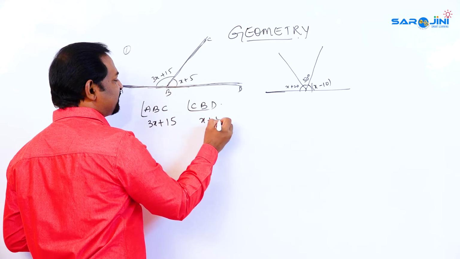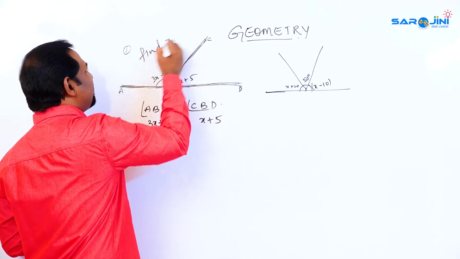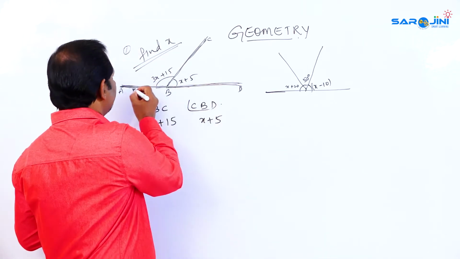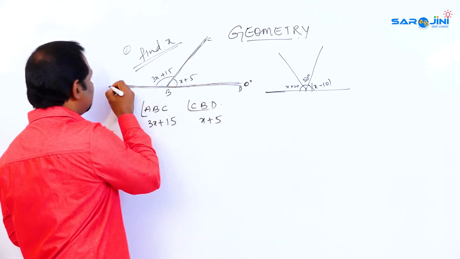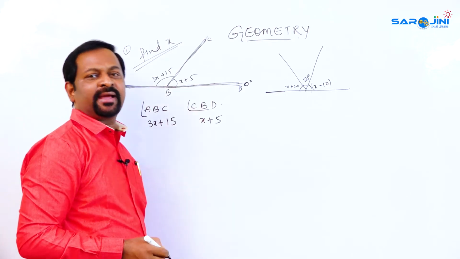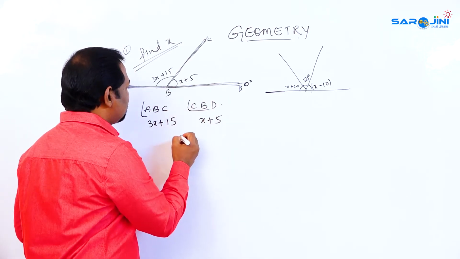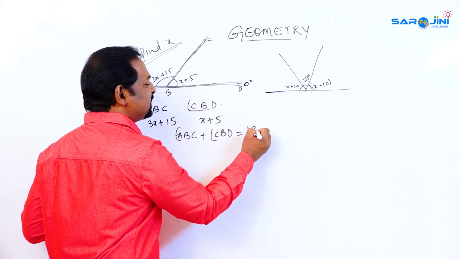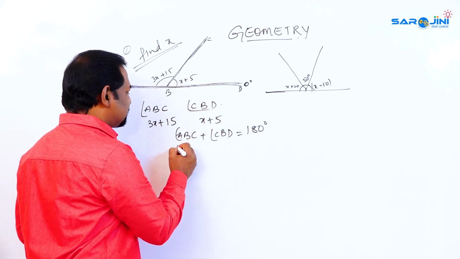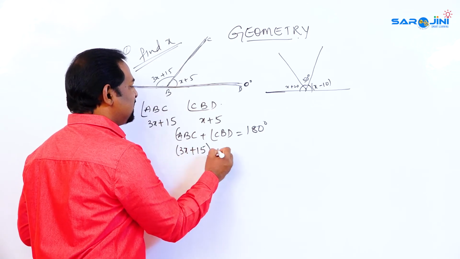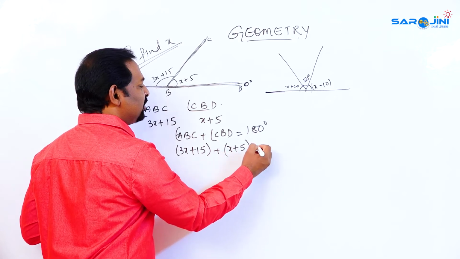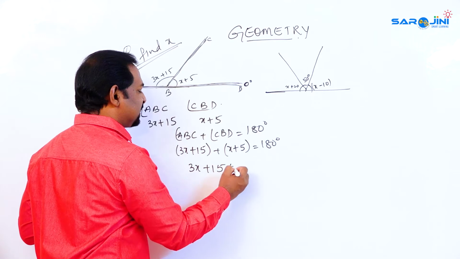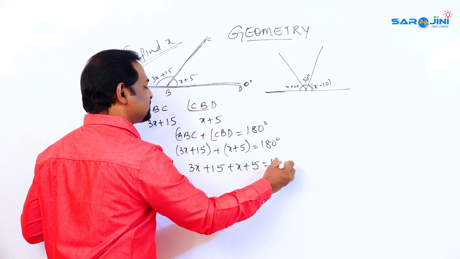So here it is given 3x plus 15, and this value is x plus 5. Now we have to find x from this. As I told, being a straight line, if it is 0 angle here, it is 180 degrees, isn't it? Both are supplementary angles. So angle ABC plus angle CBD is equal to 180 degrees. So 3x plus 15 plus x plus 5 is equal to 180 degrees.